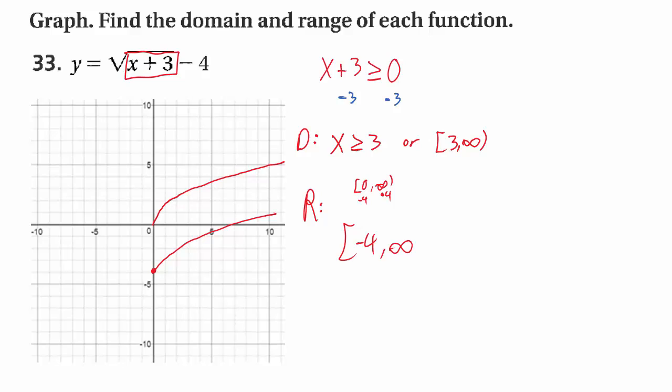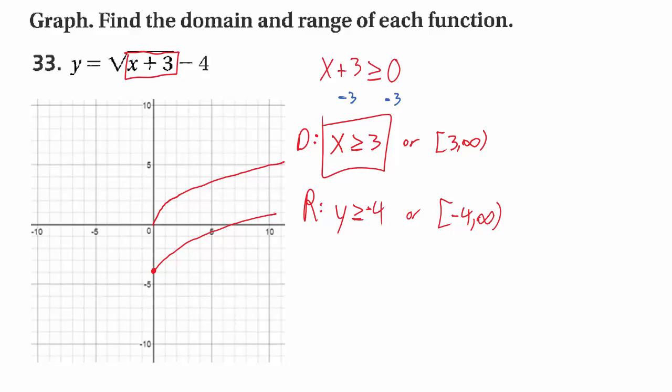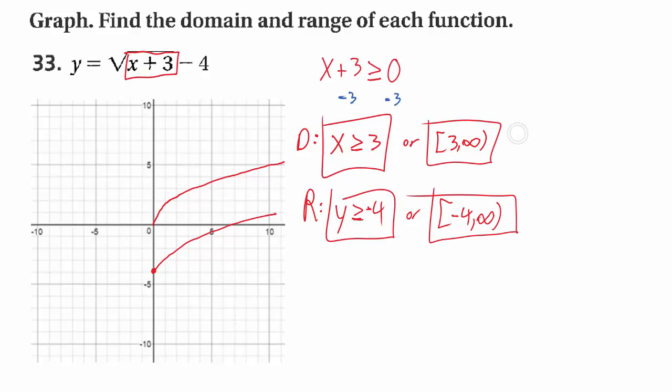Just to be consistent, I'm going to write the inequality notation first, interval notation second, and either answer is acceptable. You can say it this way for domain. You can say it this way for range. You could also say it in words. I just don't do the words because it takes longer to write.